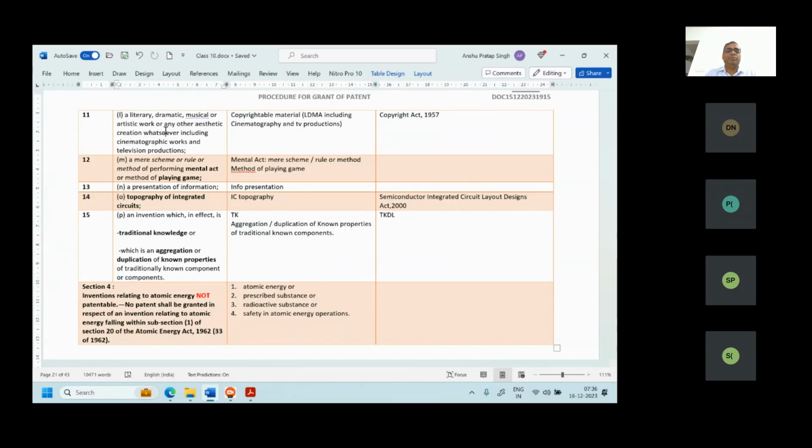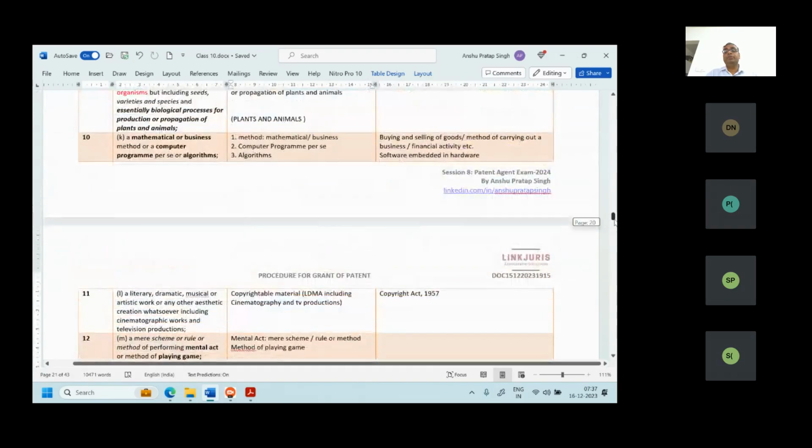In this, you have to prove that this is original, distinct from the earlier existing ones, and not the same as earlier ones. When I'm talking about this, it has a distinguishing ability from the existing chips. If that is considered a layout design, you can get protection there. However, and TK is nothing but prior traditional knowledge.